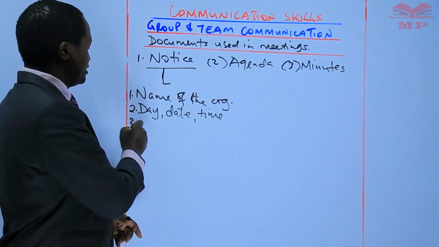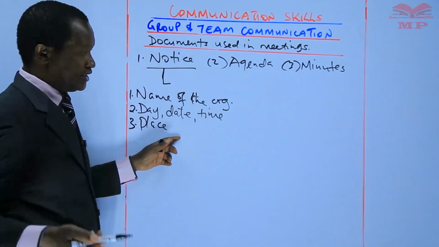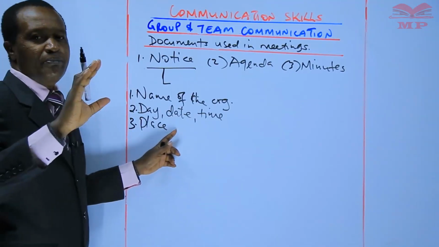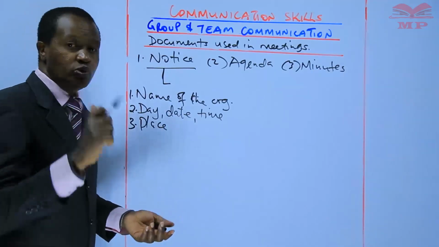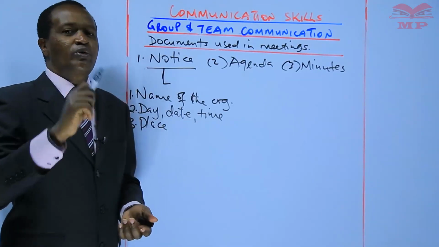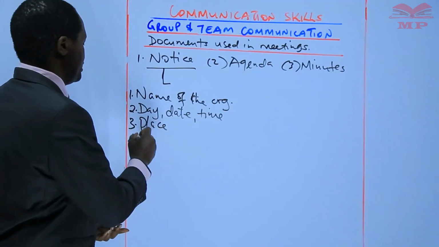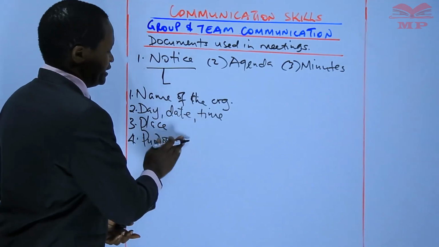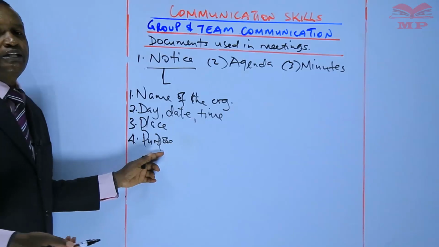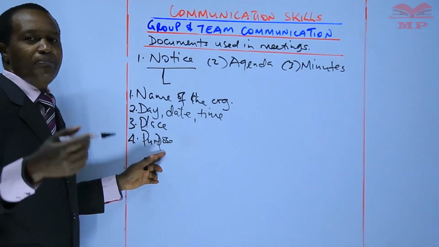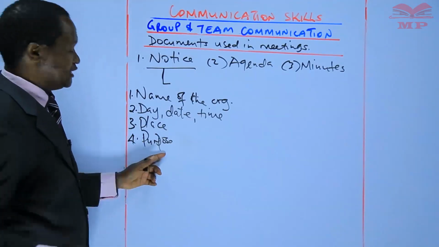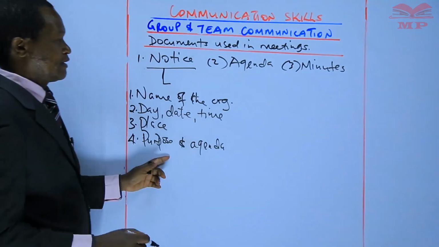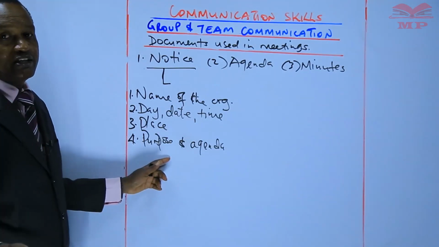Another important element is the place. Where will the meeting be held? Within that notice, it has to be clear, the location of the meeting, that is the address and the specific room or hall where the meeting will be held. Number four is the purpose. What is the purpose of the meeting? The purpose of the meeting has to be indicated within a notice, and if possible, the agenda of the meeting. If the agenda is known, then it's important to include it.